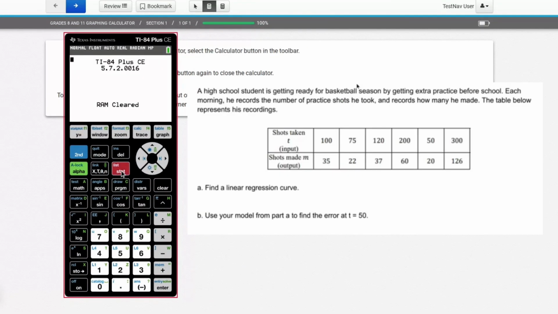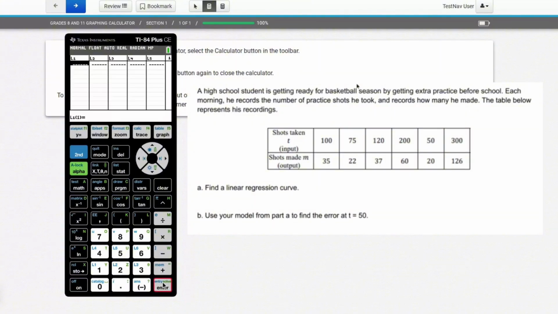So once again, we have linear regression. So we're going to type in our x values into L1 after we hit stat and edit. So we took 100 shots that day. We took 75 shots that day. We took 120 shots. We took 200 shots.